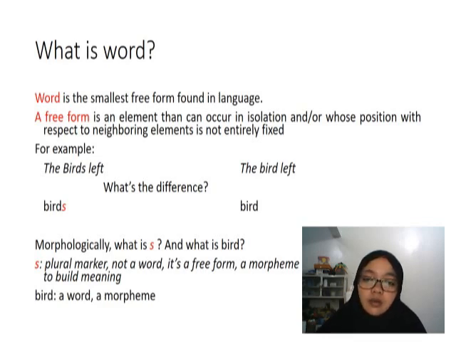What is the meaning of not entirely fixed here? It means that when a free form is attached to another element, that new structure is not the final structure, not the permanent structure. It can be changed, depending on the needs of the meaning that we want to create. So a free form can be put into different structures by attaching it with other elements, not only one element.